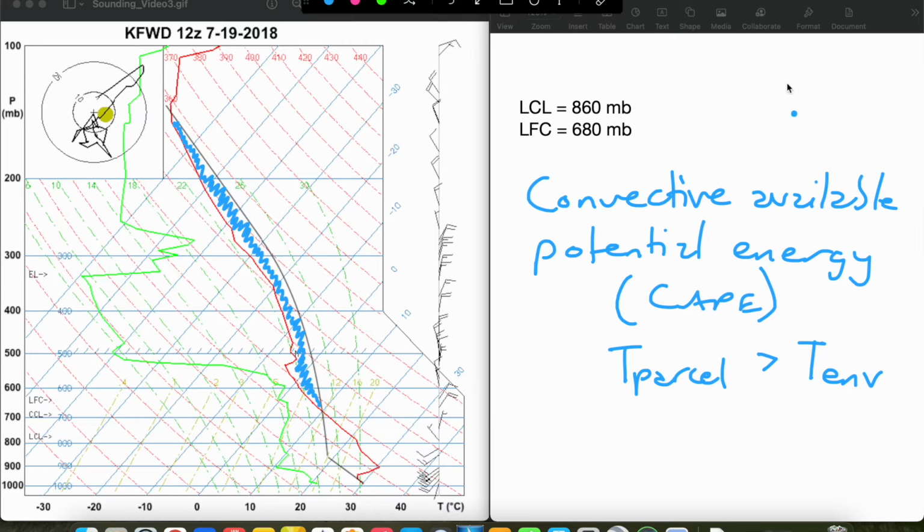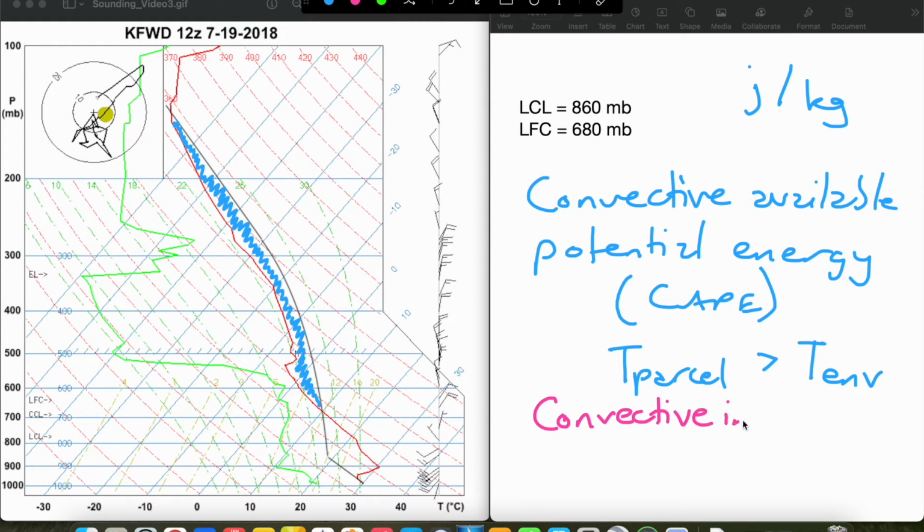Now, this is given in joules per kilogram, which is just an energy sort of measurement. And the more CAPE you have, the more unstable the atmosphere is. Now, we can also measure atmospheric stability through a variable called convective inhibition.